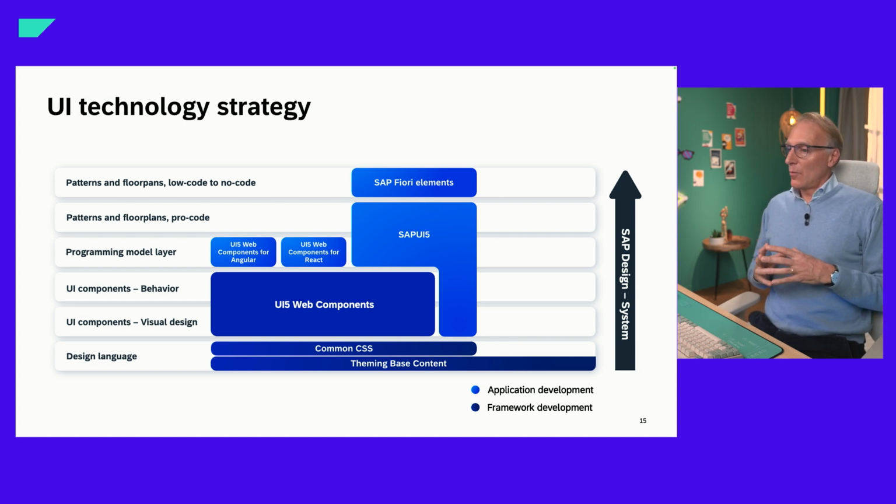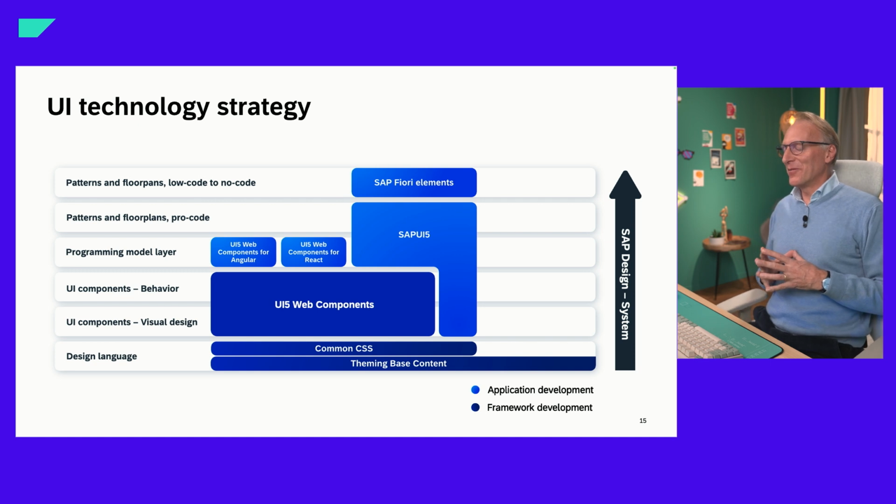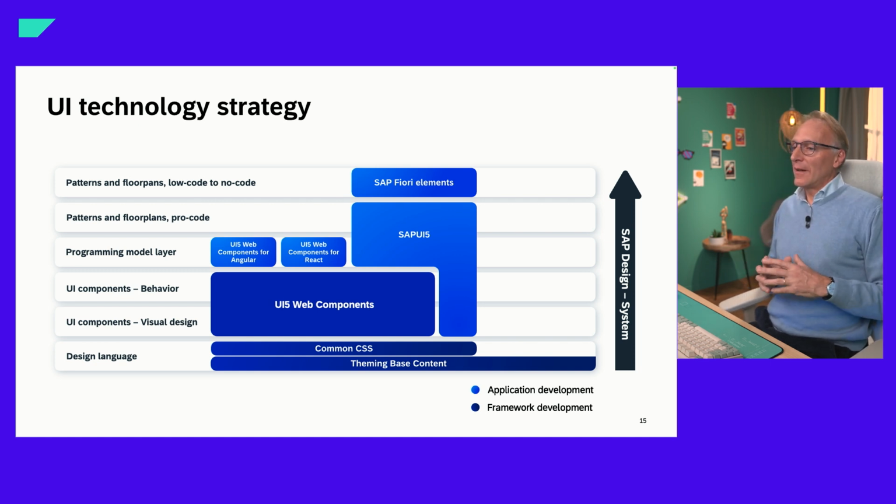But why do we have SAP UI5 and Fiori Elements as our recommended approach? That's because they go beyond just a mere programming model layer. We provide patterns and floor plans for pro code developers with UI5, and even beyond that with Fiori Elements, out-of-the-box floor plans for developing UIs without even having to write a single line of JavaScript code yourself. I'll show you these in a moment, but first let's have a look at mobile.